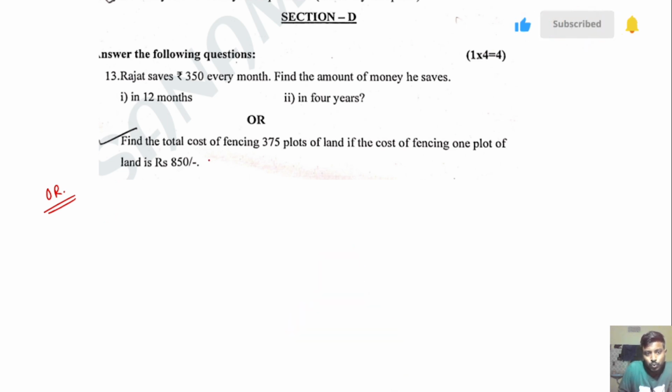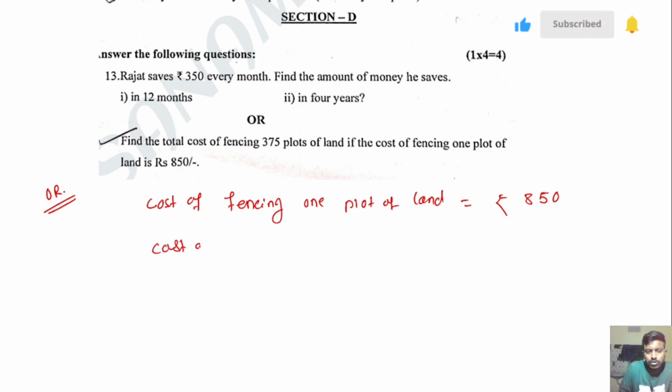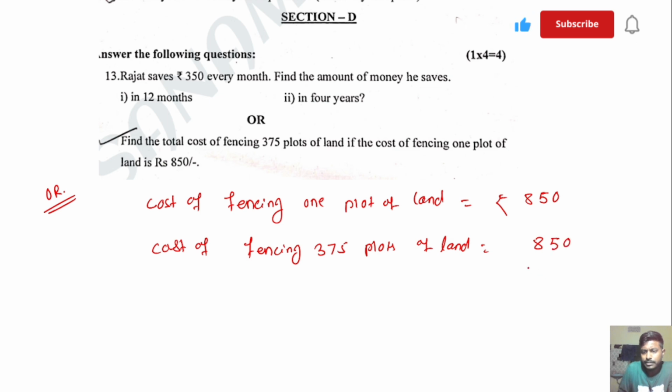Okay. Total cost of fencing of the land. If the cost of fencing one plot of land equal to rupees 850. Now write down cost of fencing 375 plots of land equal to 850 into 375.